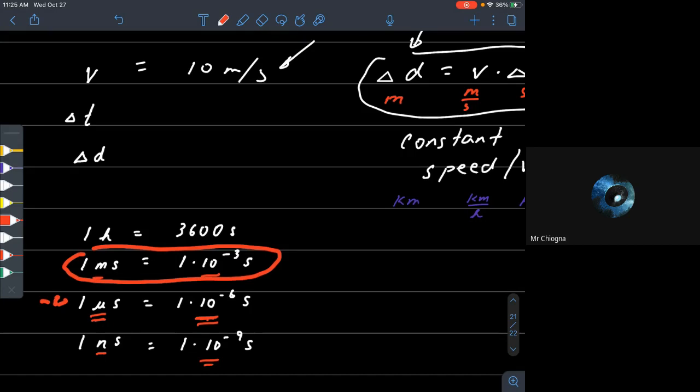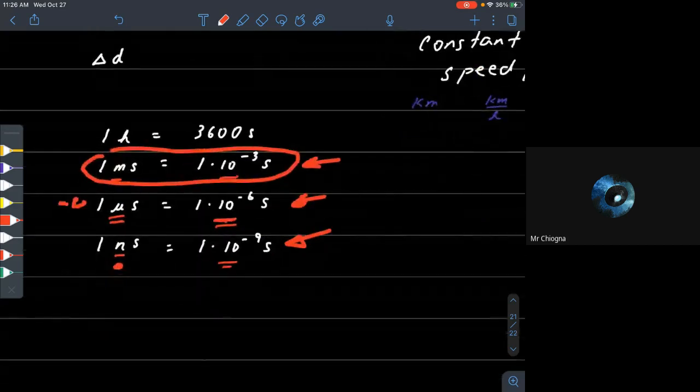So 10 to the 6 means 1 followed by 6 zeros. 1 over a million. It's minus, which means you take the 1 divided by the 10 to the 6. 1 over a million. The nano, the n, stands for 10 to the minus 9. What is that? 1 over a billion. 10 to the 9 means 1 followed by 9 zeros. So these are really small. This is small. This is very small. This is extremely small. 1 over a billion. Very short time periods. So expect short distances.